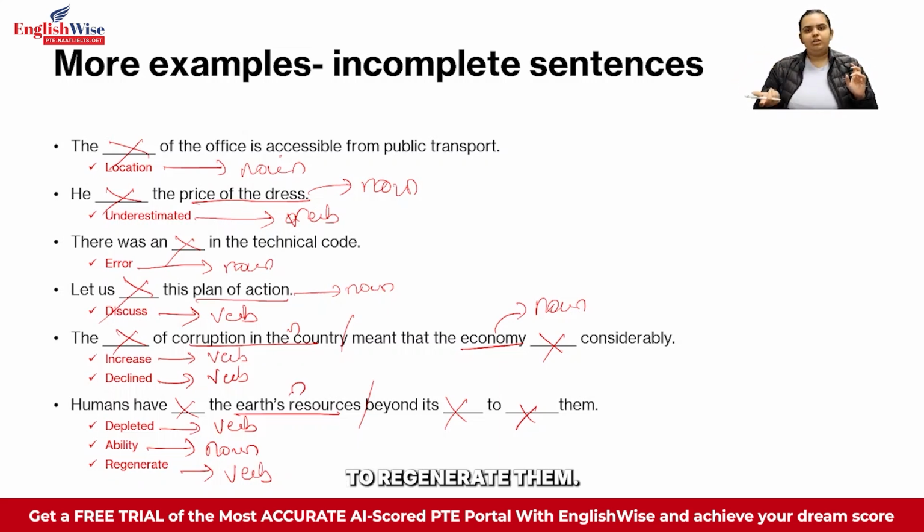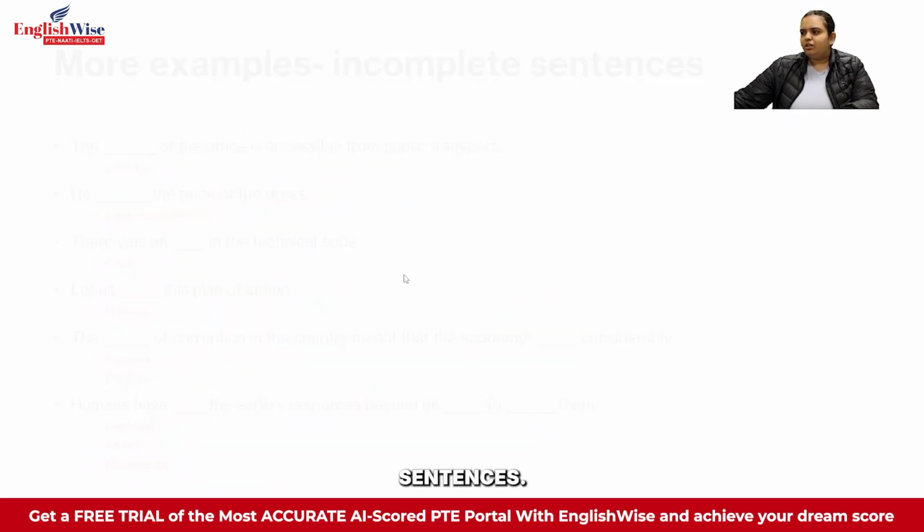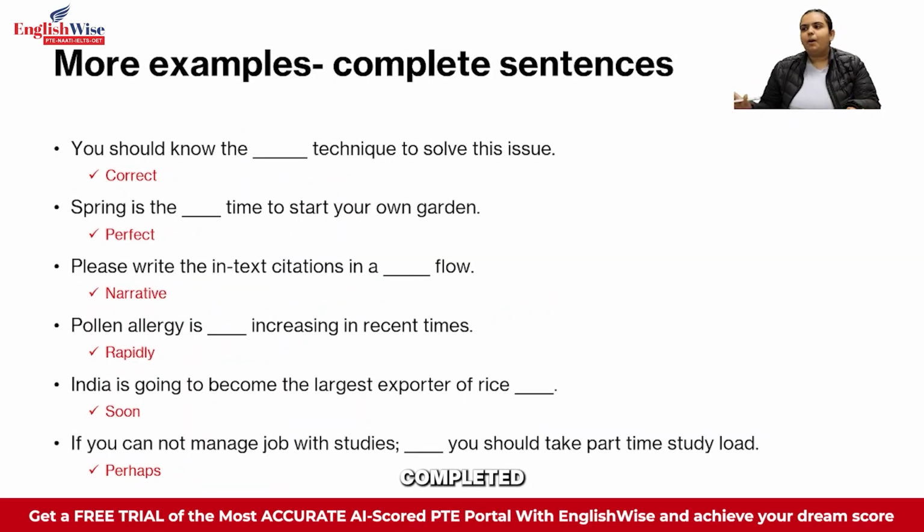ability to regenerate them. So this is what you will do: if you have multiple blanks within a sentence, you can just break them down through like four to five words apart, and then you can try to figure out what's going on over there using your technique, which says that you always read the sentence without the blank. Right, so that was some examples of incomplete sentences. Let us look at some examples for completed sentences.